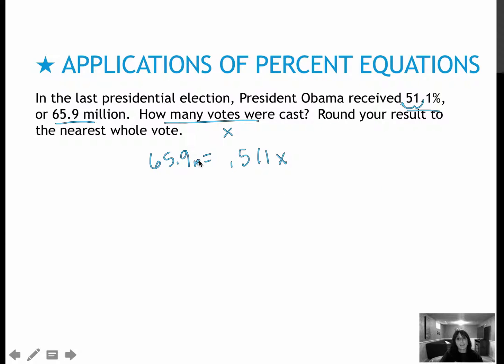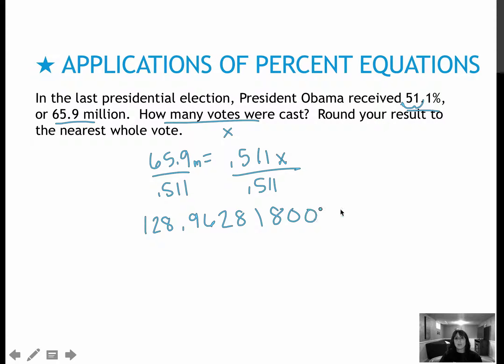Now notice I kept this in millions, which is fine, but when I get to the end, I'm going to have to move that decimal a little bit. So 0.511 is what I'm dividing by. And when I do that, I get 128.96281800, and I'm going to stop right there.